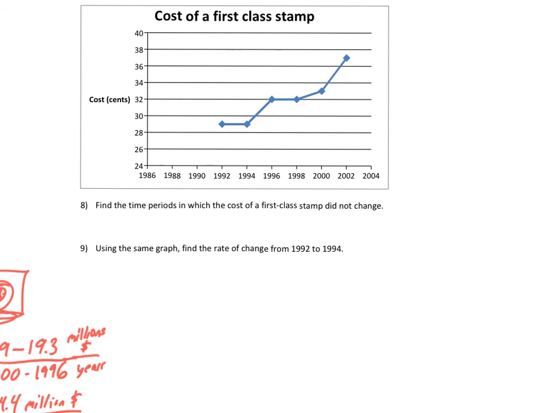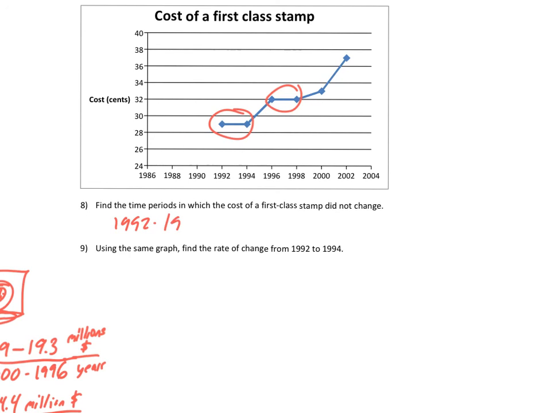All right, let's look at the last two questions here. We're looking at the cost of a first-class stamp. That's the stamp that we use to mail a regular letter in the United States. And what are the time periods? For what two time periods did the cost of a first-class stamp not change at all? Go ahead and write down your answer for that. So I can see it right here. Between 92 and 94, there was no change. And between 96 and 98, there was no change. So I'm going to write those answers there.